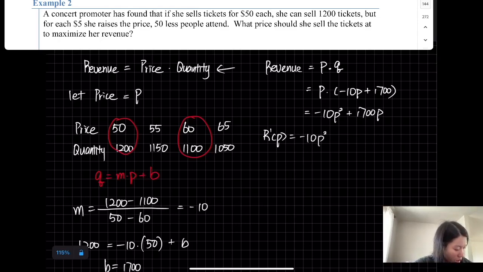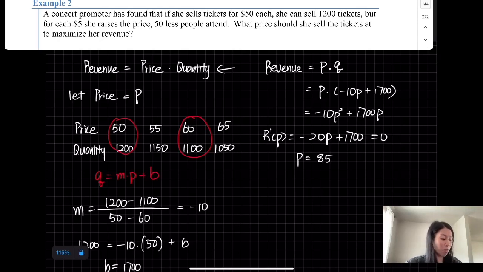So this should be -20p plus 1,700, and I want this to be 0. So I solve and p equals 85. That means when the price equals $85, we will have our extreme value.